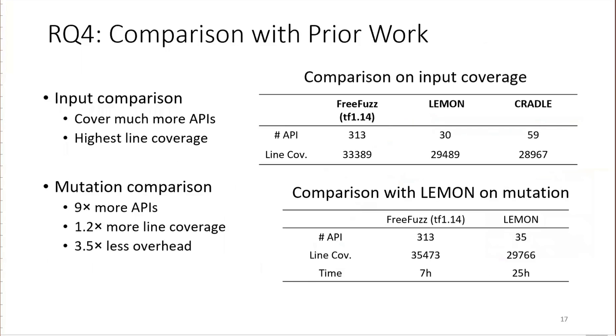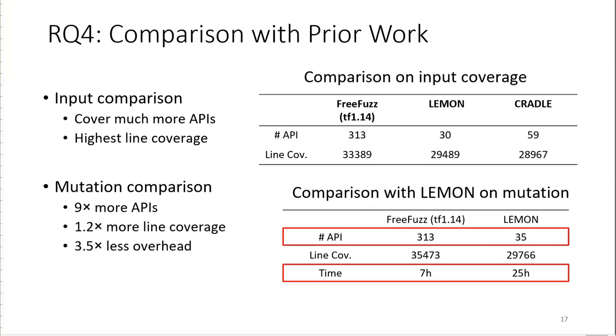We also compare FreeFuzz against prior work in terms of covered APIs and line coverage. In terms of input source, FreeFuzz considers all 3 input sources, so it is better than Lemon and Cradle. FreeFuzz achieves much more API coverage and also has the highest line coverage. We also compare our API level mutation with Lemon's model level mutation. We show that FreeFuzz can cover around 9 times more API with around 3.5 times less overhead. Also, FreeFuzz can achieve 1.2 times more line coverage than Lemon.